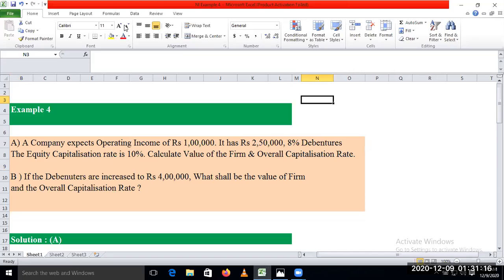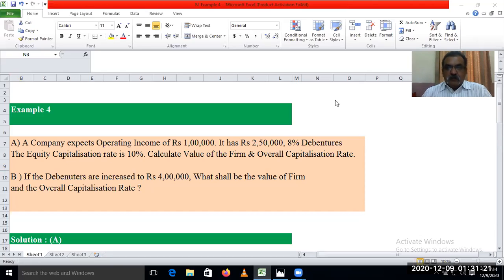Check out the example, it is in front of you. A company expects operating income of rupees 1 lakh. It has rupees 2,50,000 8% debentures. The equity capitalization rate is 10%. Calculate value of the firm and overall capitalization rate. In this case, operating income is given to us. Operating income means earnings before interest and tax, that is EBIT. So EBIT is rupees 1 lakh, which is given to us directly.